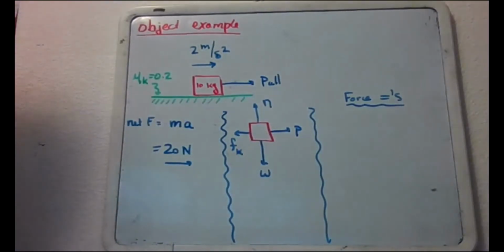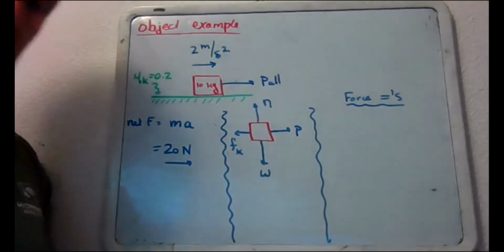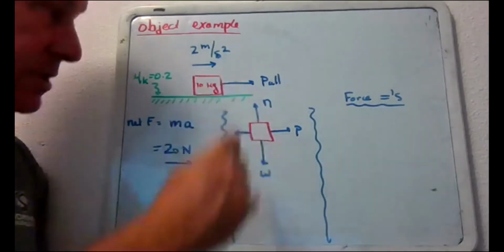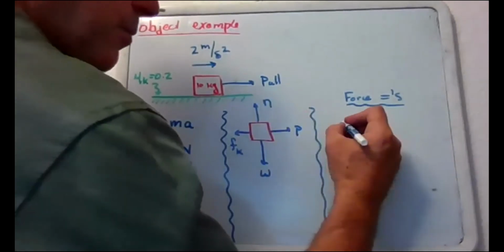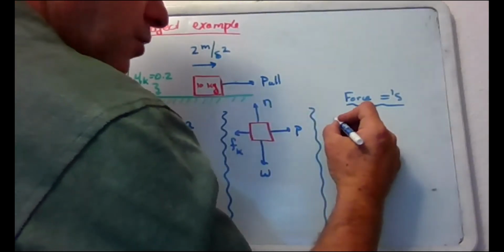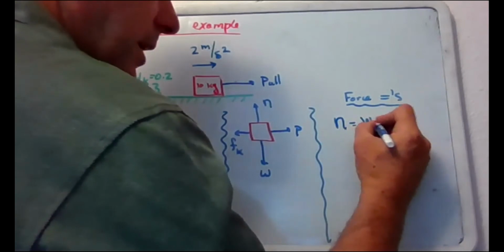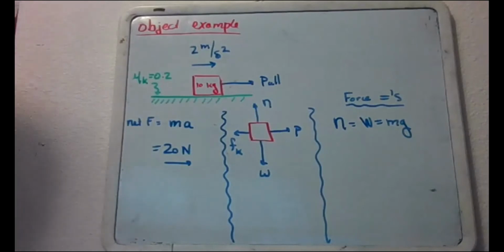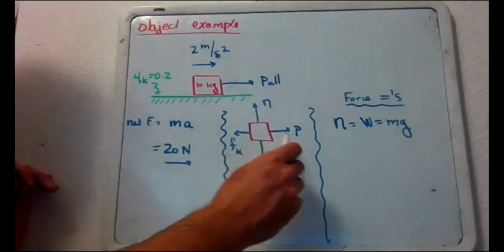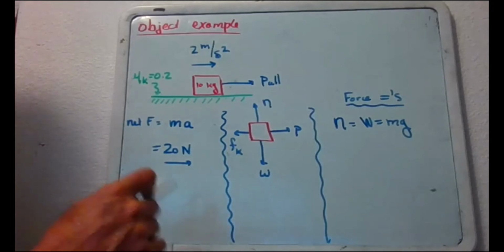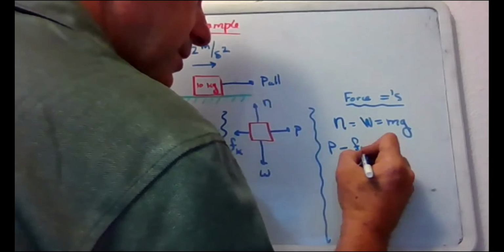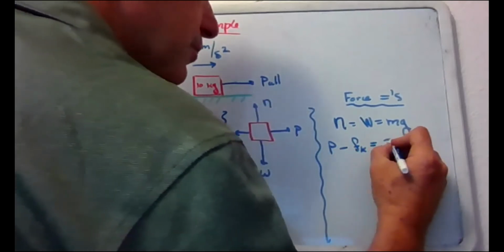All right, putting it all together, our force equations. Essentially, if forces in one direction are balanced by the other, that's what we can do in this case. The normal force is equal to weight, so we could say that the normal force up is equal to the weight, and the weight is equal to mg. That's the y direction. And then in the x direction, we don't say the pull is equal to the kinetic friction, because there's a net force in the x direction, so we would say the pull minus the kinetic friction is equal to 20 newtons.